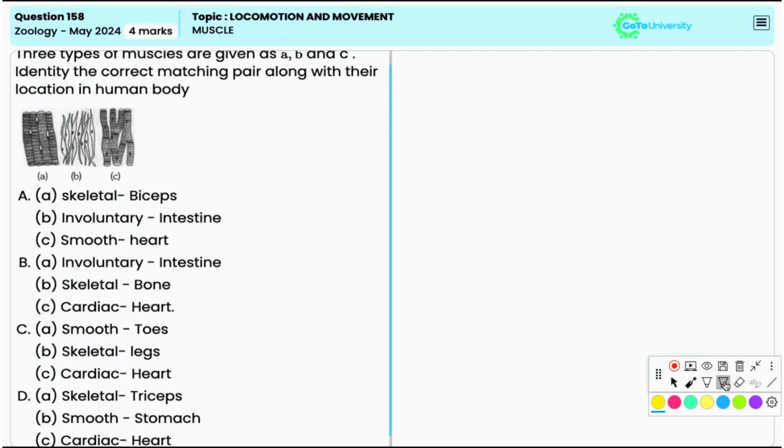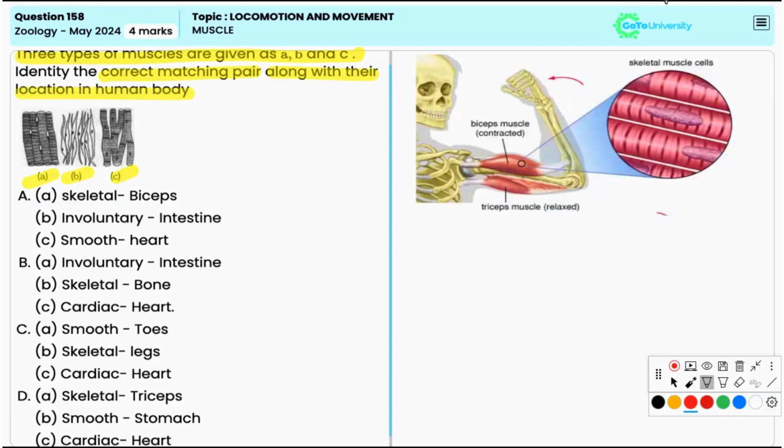In this question, the diagrams of three types of muscles are given, which are labeled A, B, and C. And you have to identify the correct matching pair along with their location in the human body. So, figure A represents skeletal muscle fibers which are closely attached to skeletal bones.